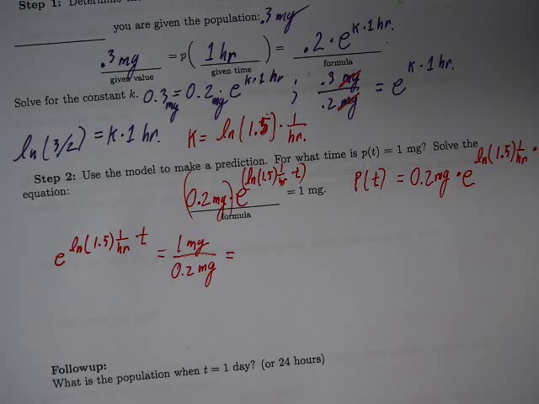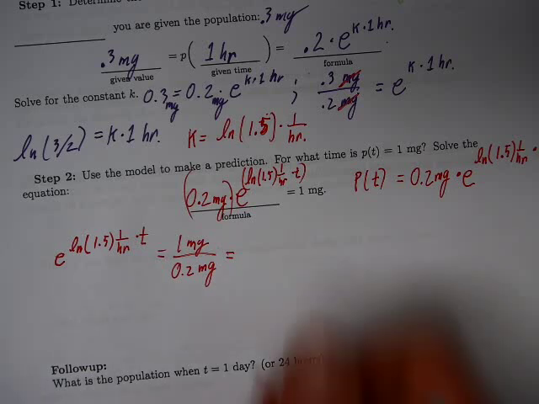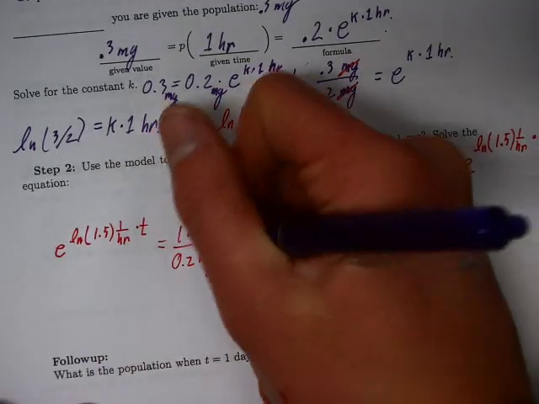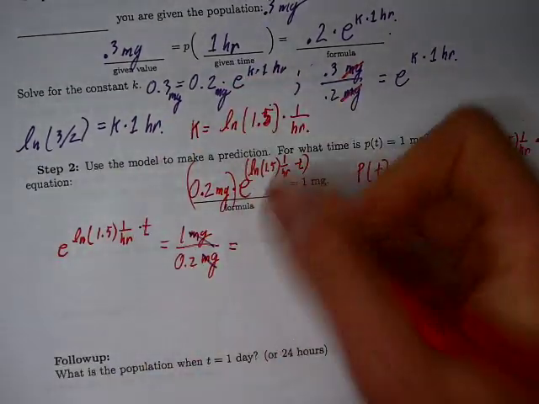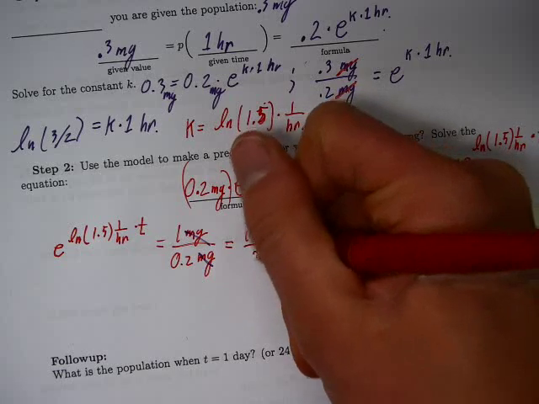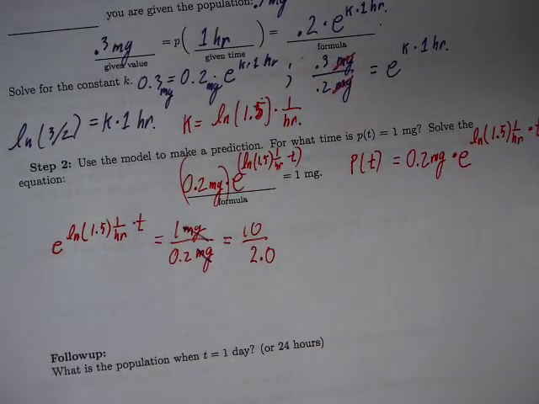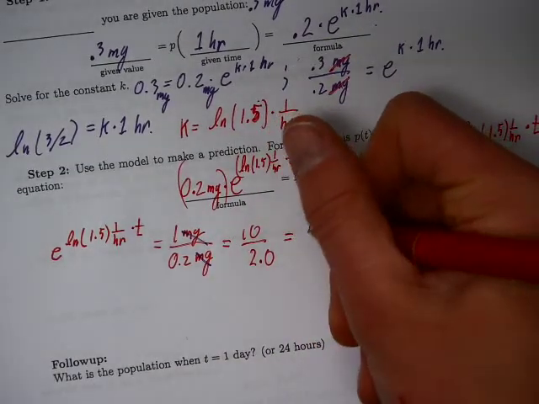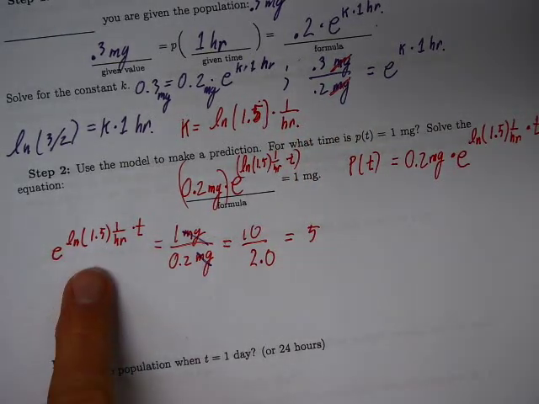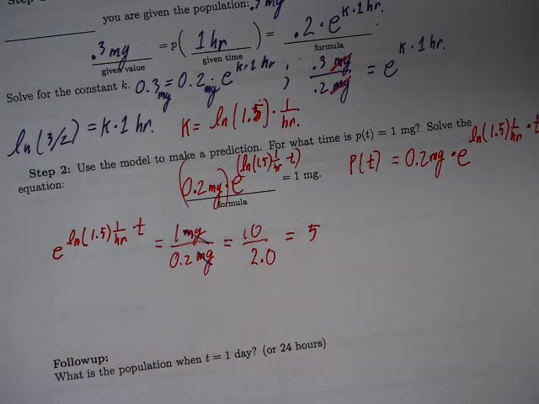So I see this decimal point on the bottom. That means you could multiply the top and bottom by 10 to get it to be simpler. Let's cancel the milligrams immediately. So that's 10 divided by 2, also known as 5. So e to some stuff is equal to 5. How do you undo the e to some stuff? Take the natural log of both sides.